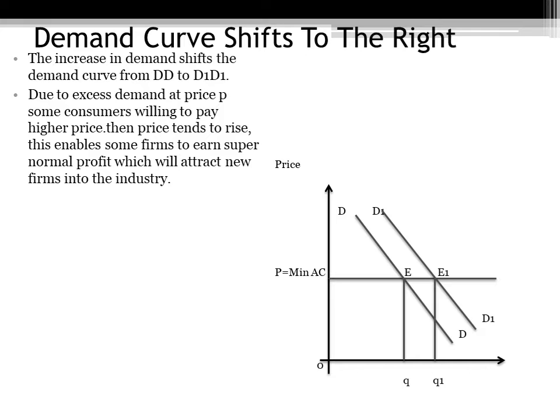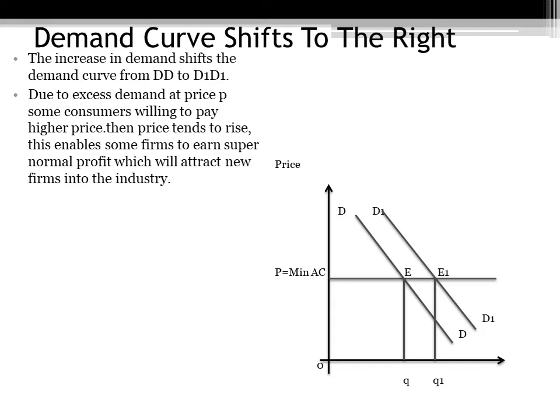So what happens when demand curve shifts to the right? It causes excess demand and some consumers are willing to pay higher price. Then price will increase. This enables some firms to earn supernormal profit. By seeing this supernormal profit, new firms will enter into the industry.